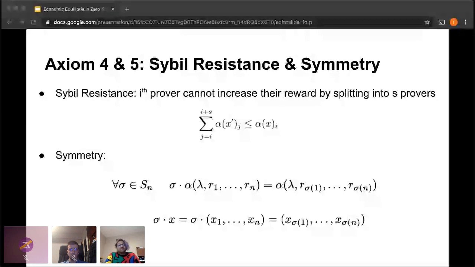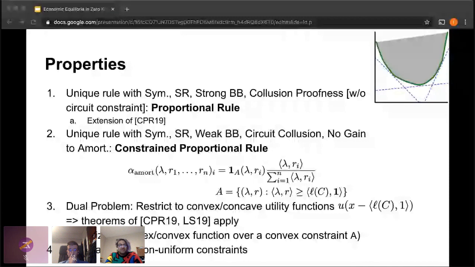So what kind of properties do we prove? First property is the direct analog of the Roughgarden property, which is, the proportional rule is the unique rule that satisfies symmetry, Sybil resistance, strong budget balance, and inclusion proofness. Now, for satisfying something that is unique to zero knowledge proofs, which is no gain to amortization, the unique rule is this convex optimized version where we constrain. So one is the indicator function. We have an indicator function that restricts to this half space, which is constrained by the circuit lower bound. So it's circuit dependent again. So we have a circuit dependent amortization rule.